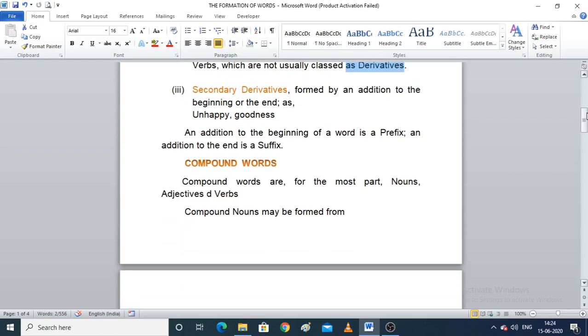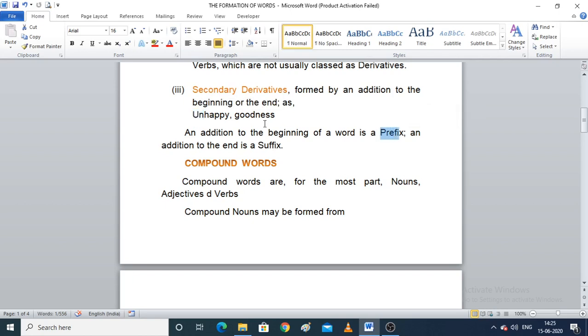Okay, now let's come to secondary derivatives. Secondary derivatives are formed by an addition to the beginning or the end. So here goes a new concept, students. When you add a word in front of a word, for example, there is this word unhappy, we added un before happy. So when we add something before a word, we call it a prefix.